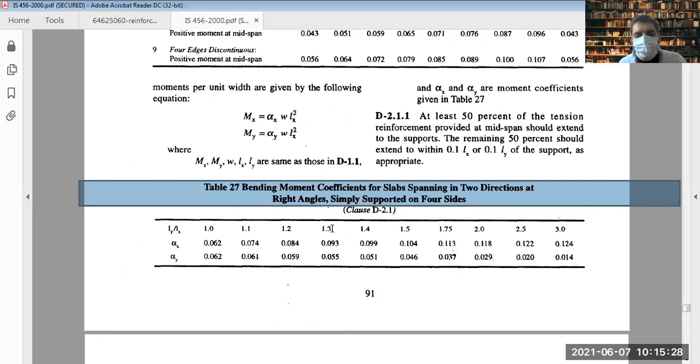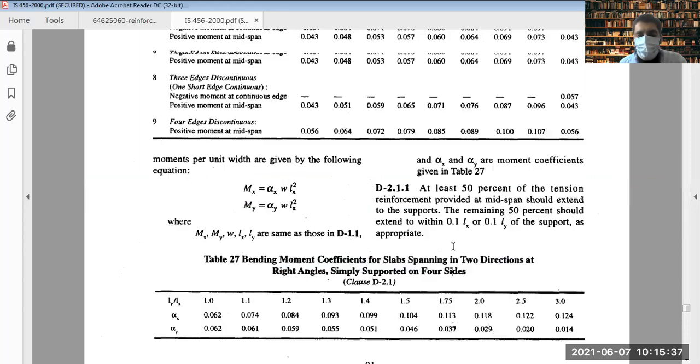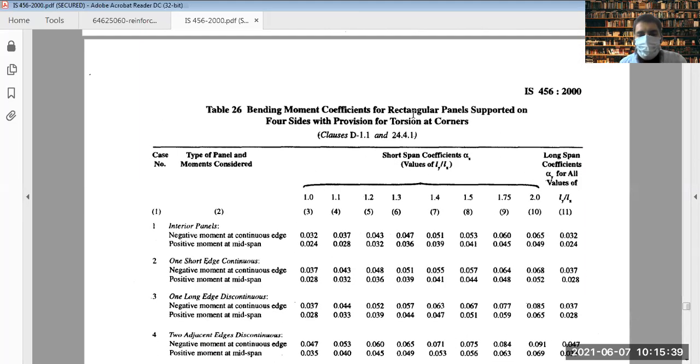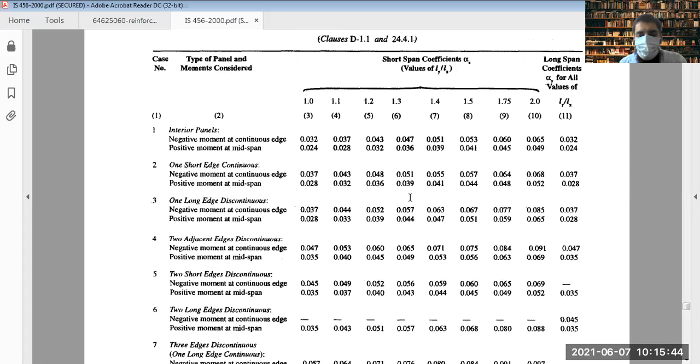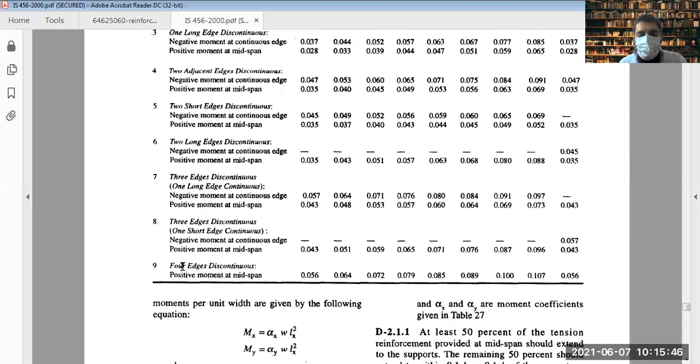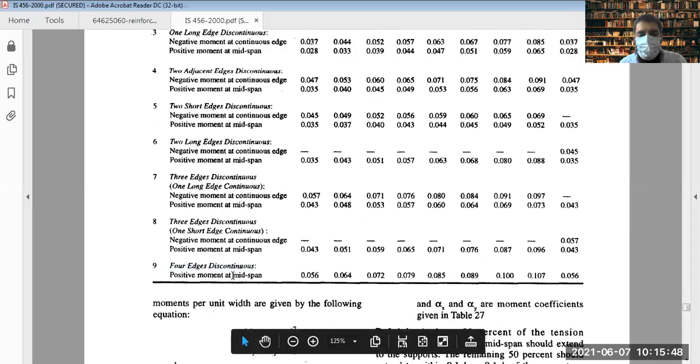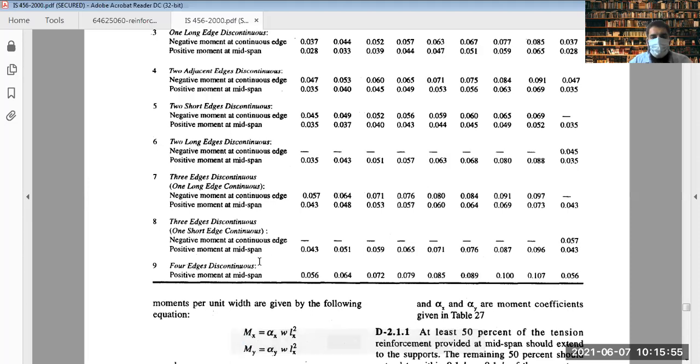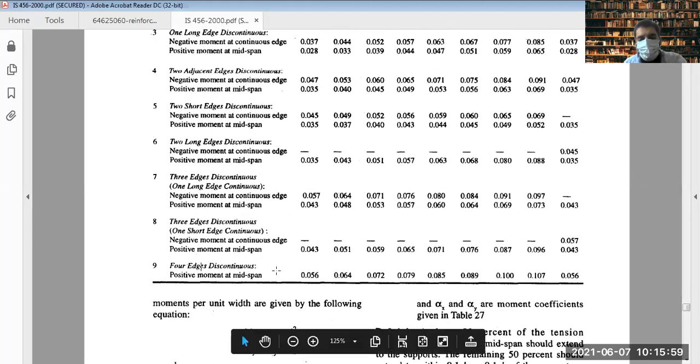I said two things even in the last lecture. If it's not torsionally restrained, then you can use this table. If it's torsionally restrained, you are using this table. This is for torsional restraints at the corners. So this is also a simple support condition, discontinuous on all four sides. You will only have positive moment at the midspan and zero moment at the ends. So you can use this one when you have torsional restraint.